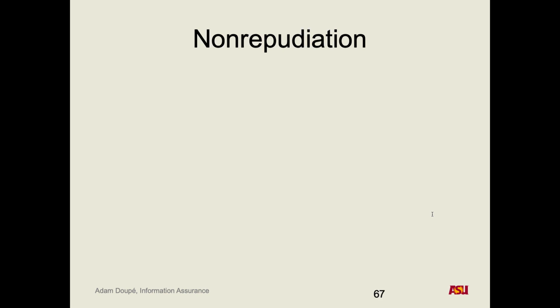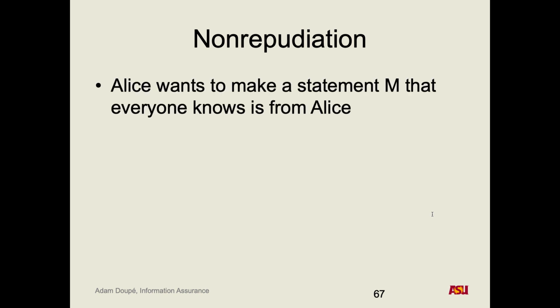Okay, so going on with our notation, how does Alice make a statement M that she wants everyone to know is from Alice? She wants to stand by her message. Couldn't she encrypt it with her secret key first? Encrypt it with her secret key to get what? So then she has a message that's decryptable by her public key. It's not a message. What is it? Ciphertext at this point, right? It's encrypting it with her secret key, right? So Alice can take her secret key and encrypt the message with that.